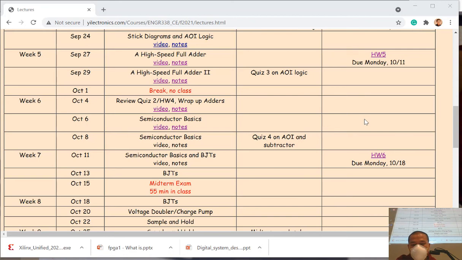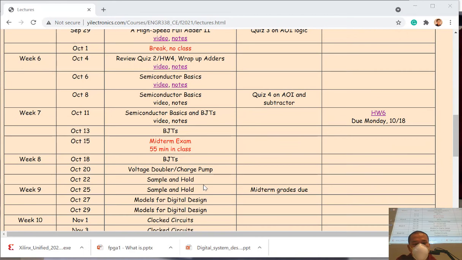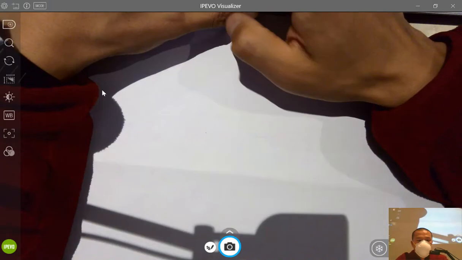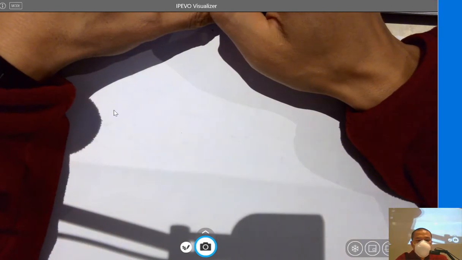Homework 6 is about the calculations and maybe a little bit simulation, I forgot. But all these diodes and pin junctions calculations, very simple. And next Friday, midterm exam will be in here, 55 minutes just in class. I'll give you a quick review on Monday next week. Good news is it's Friday today.